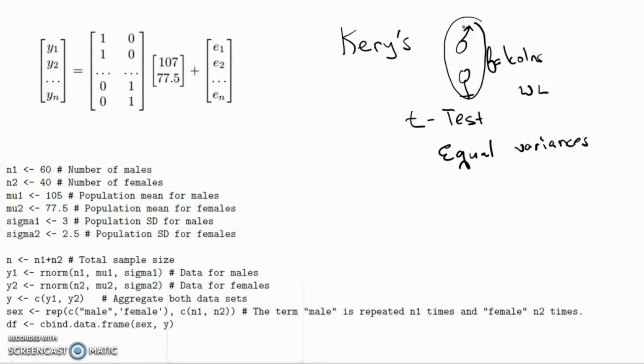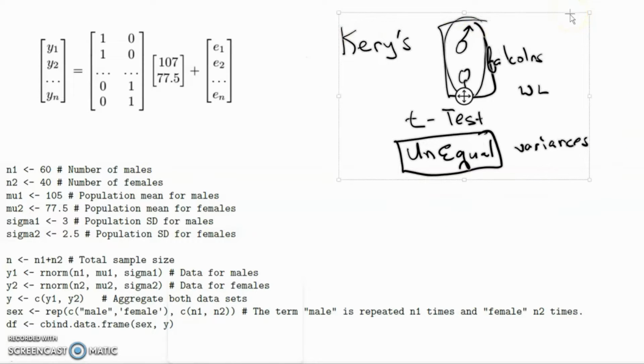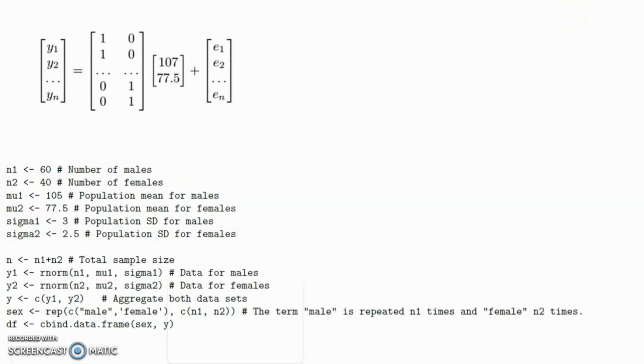And now we're going to do the same thing in this next series of videos, except we're going to assume unequal variances for the male and female falcons. And so we'll begin with data generation in this video, and also in this video we'll do the frequentist analysis.